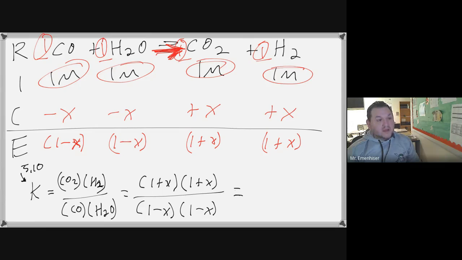Okay, so now we have 1 plus X times 1 plus X, so I'm going to write it as 1 plus X squared. And I'm going to write 1 minus X squared on the bottom. Okay, so that's our equation. Let's go ahead and try to solve it.